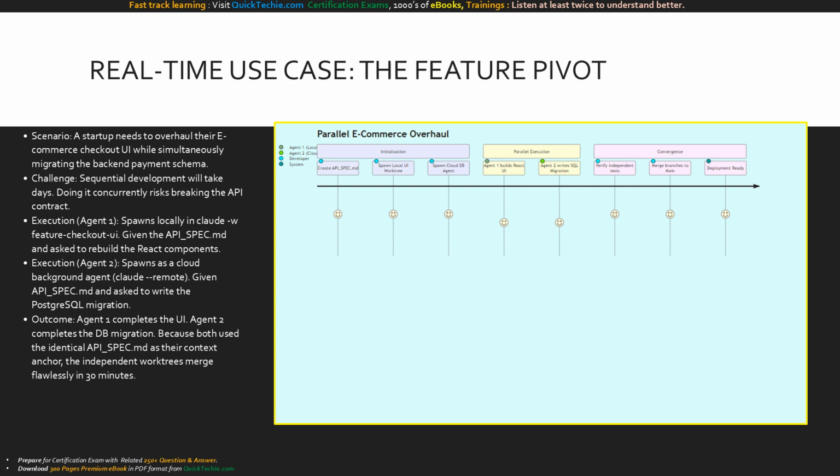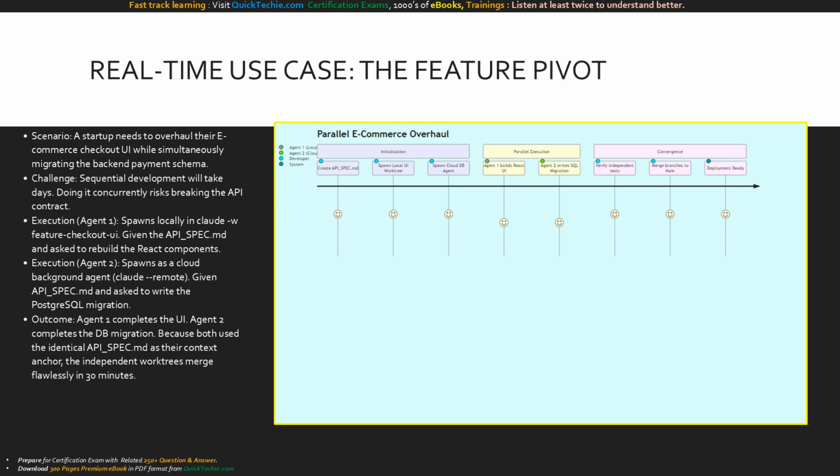The outcome: Agent 1 builds the UI, and Agent 2 builds the database. Because they were both anchored by the exact same specification file, their independent branches merge flawlessly. A multi-day sequential sprint is completed in 30 minutes of parallel AI execution.